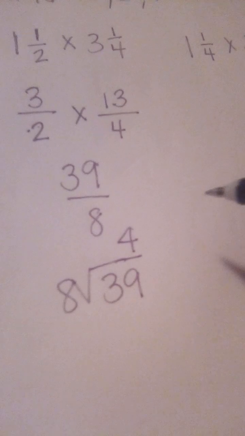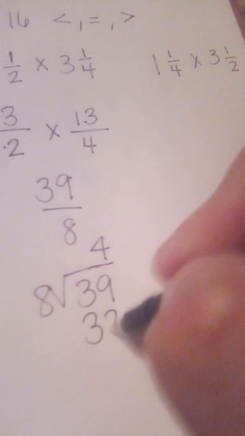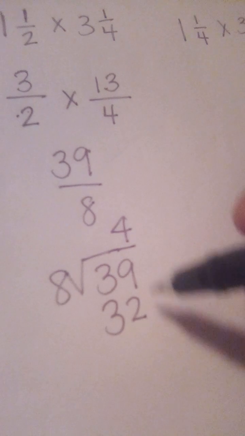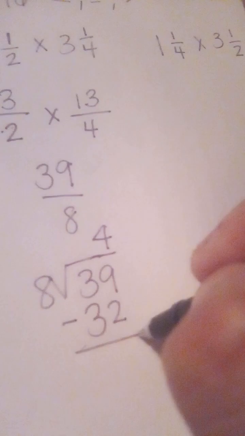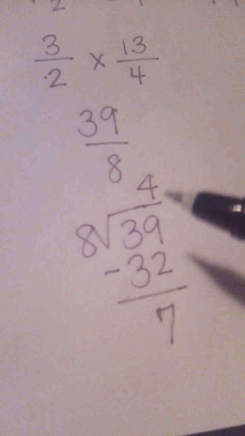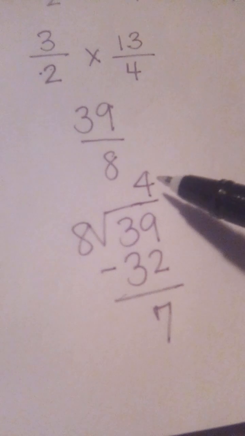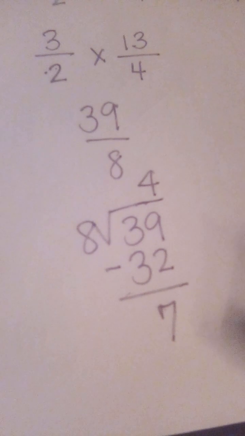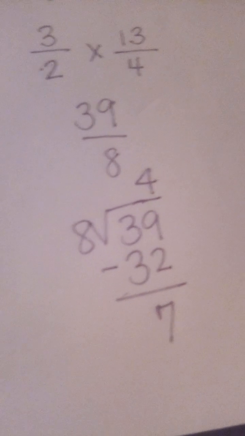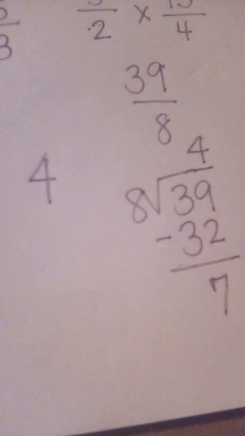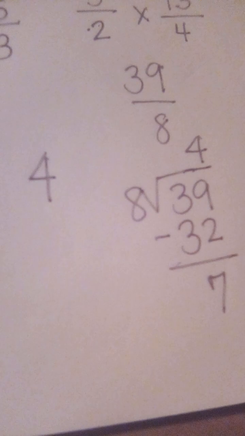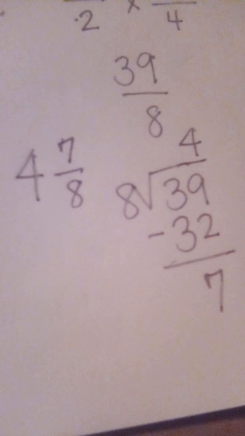What's 8 times 4? 32. What's the difference between 39 and 32? 7. So, our final answer is, what goes first? The 4 as a whole number, the 7 as the whole number, or the 8? Let's try the 4. Next, what's our numerator? The 7 or the 8? The 7. And the 8 is our denominator.